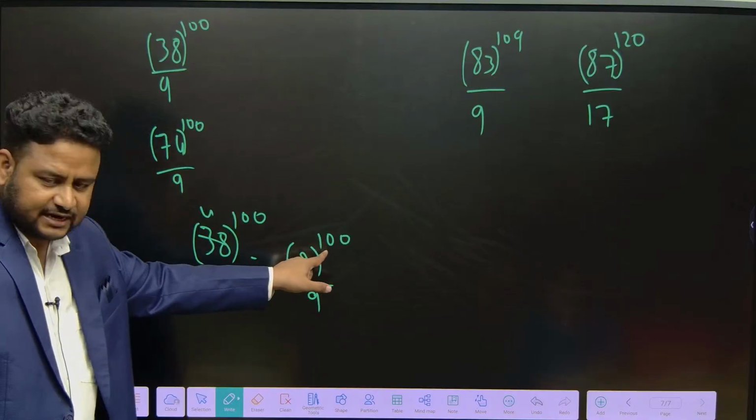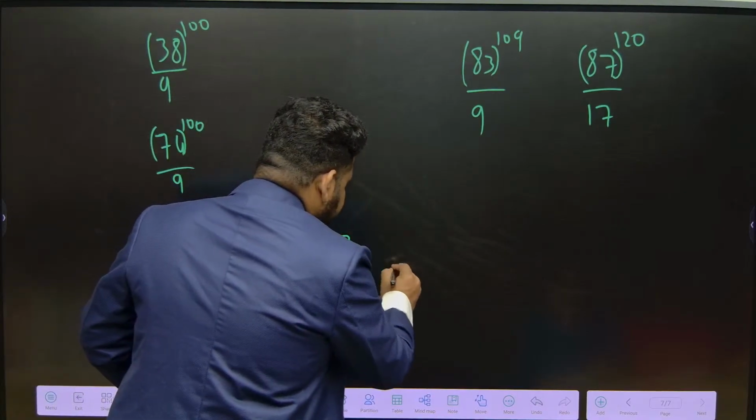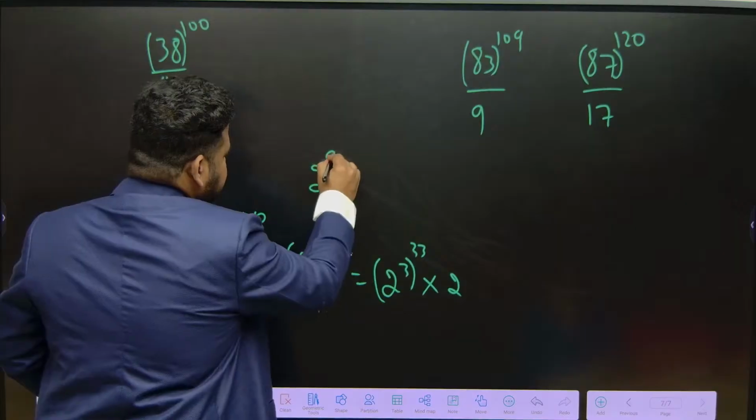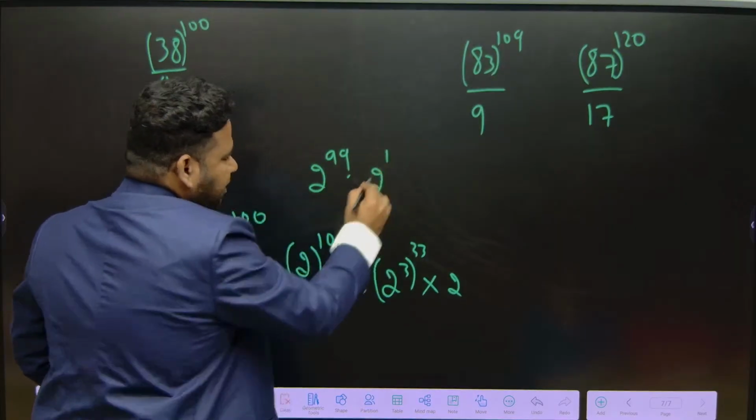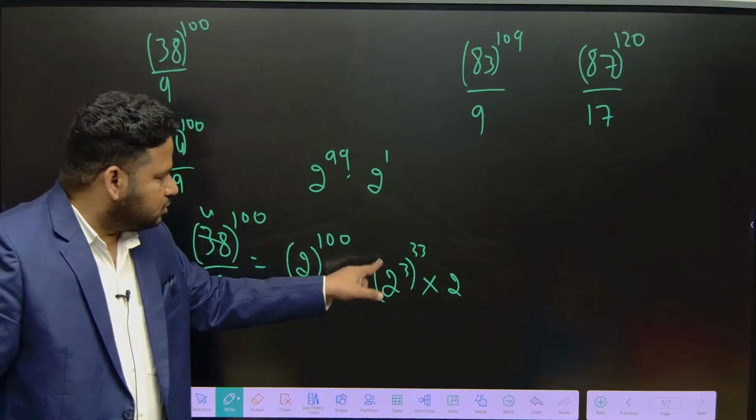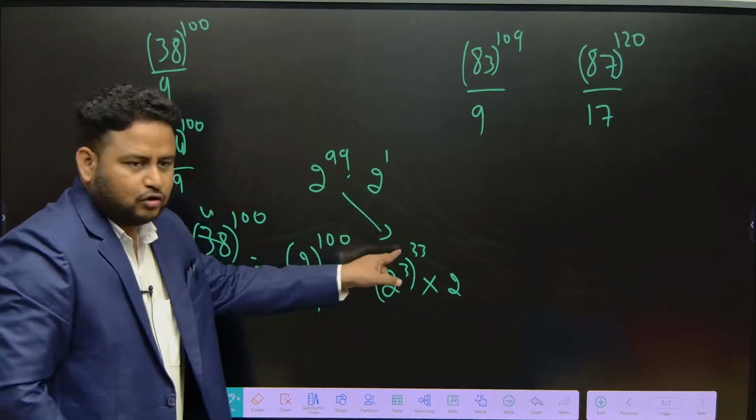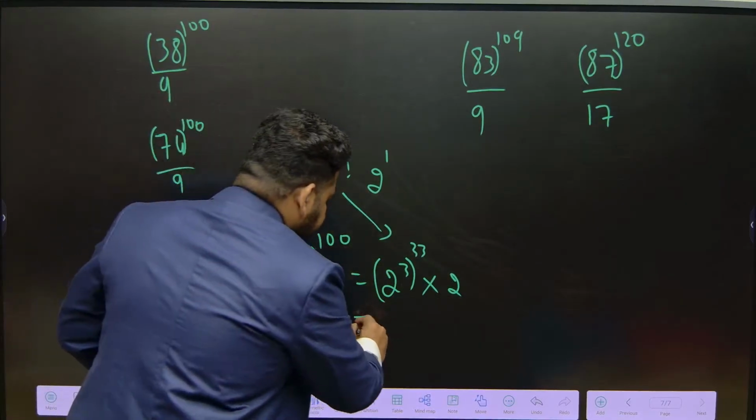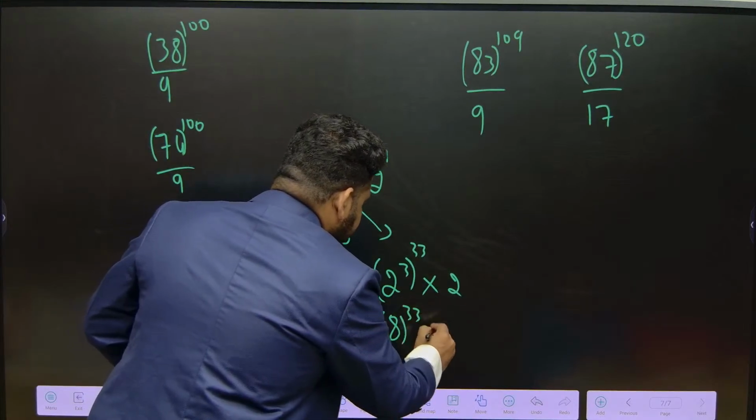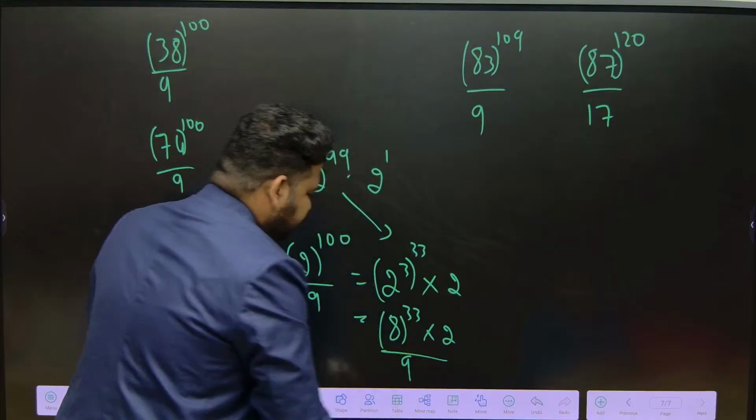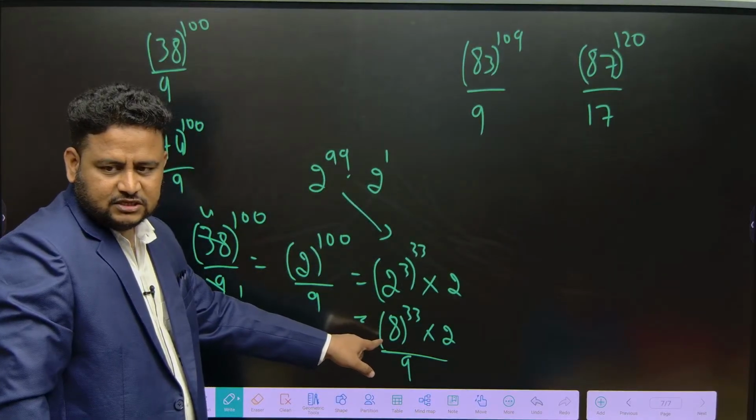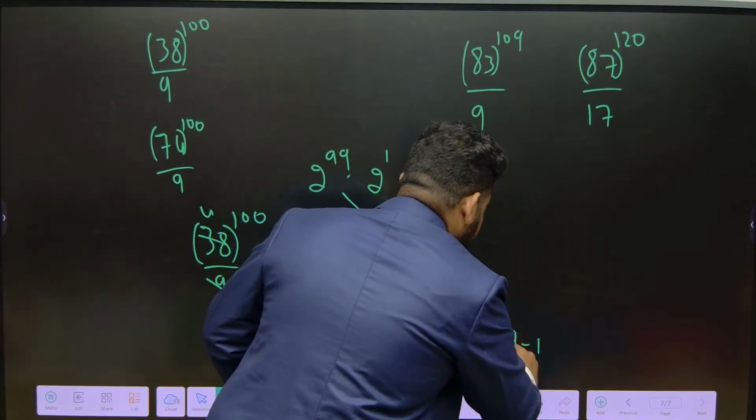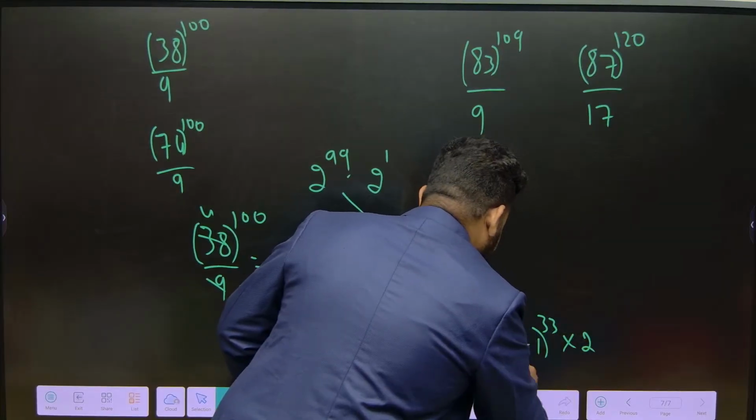So what I can do, I can split 2 to the power of 100 as 2 to the power of 99 into 2 to the power of 1. Then 2 to the power of 99 can be written as (2 to the power of 3) whole to the power of 33. 2 to the power of 3 is 8, correct? So we have 8 to the power of 33 into 2 divided by 9. And 8 is nothing but 9 minus 1, correct? So this is (9 minus 1) to the power of 33 into 2 divided by 9.